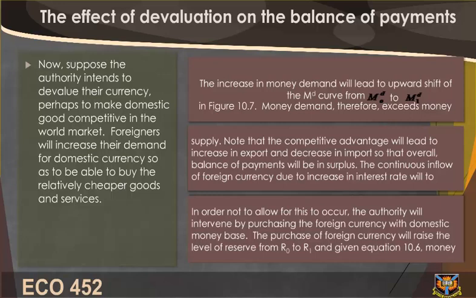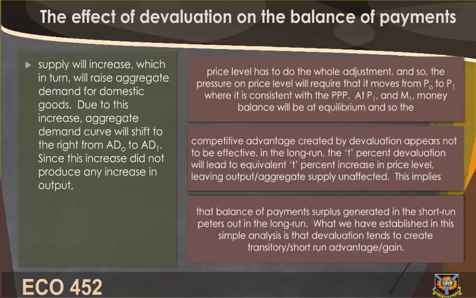The purchase of foreign currency will raise the level of reserve from R0 to R1, and given equation 10.6, money supply will increase, which in turn will raise aggregate demand for domestic goods. Due to this, the aggregate demand curve will shift to the right from AD0 to AD1. Since this increase did not produce any increase in output, price level has to do the whole adjustment, and so the pressure on price level will require that it moves from P0 to P1, where it is consistent with the PPP.